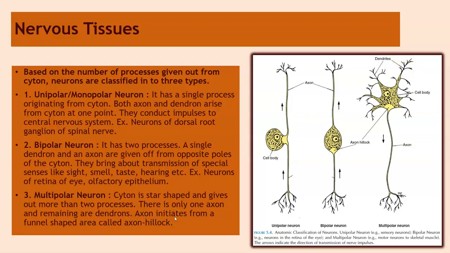Axon initiates from a funnel-shaped area called the axon hillock. So this here is your funnel-shaped structure from where the axon comes. This region is called the axon hillock. Here also in the bipolar neuron, you can see from this funnel, your axon has come out. So this is the classification based on the number of processes that are coming out from the cyton of the neuron.